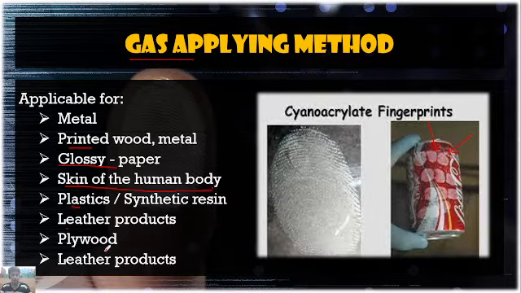Plastic and other synthetic resin are also applicable. Leather products, plywood and leather. Okay, so leather products as well. So we have here the acrylate fingerprints, an example of a chemical being used in the gas method. The result in here is a white color development of the fingerprint on the metal, on the aluminum.